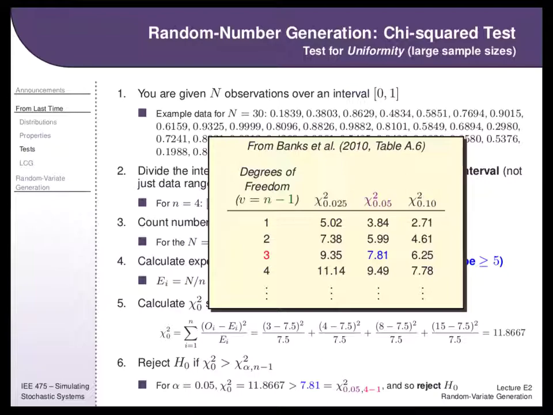Any questions about the chi-squared test applied to uniformity? It should be very similar to other examples you've done in 380, like testing for Poisson distributed things and so on.